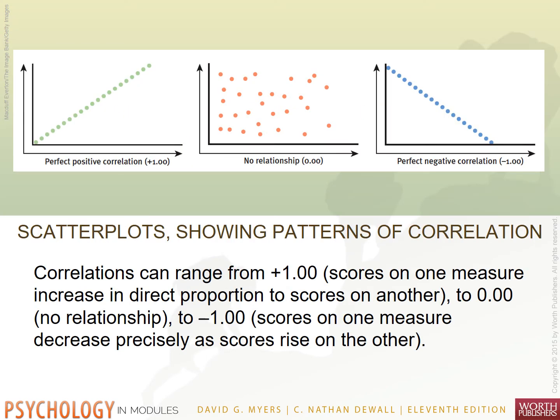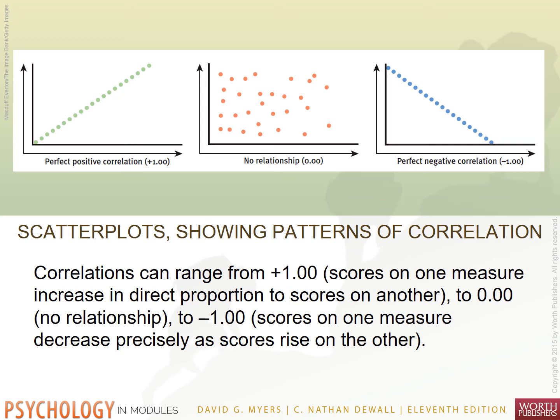A graphical depiction of a correlation is called a scatter plot. And as you can see on the slide, the range of the correlation goes from 0 to +1 and 0 to -1. If you have a correlation outside of those boundaries, you've made a mistake. Correlation only goes from +1 to -1.